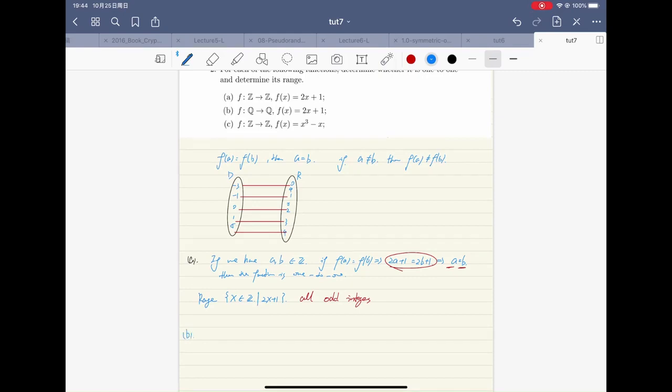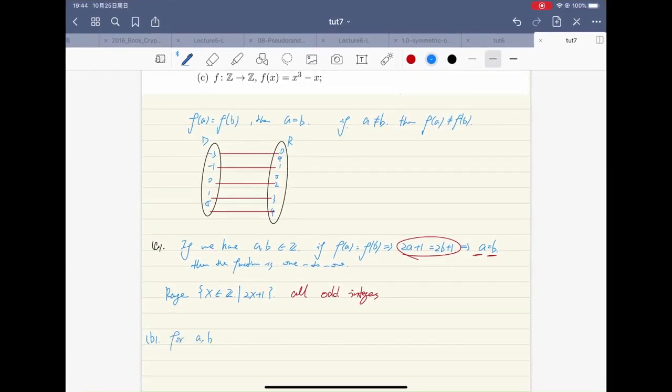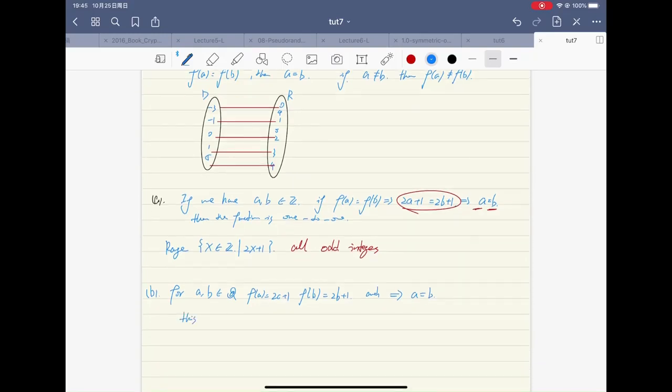Then the function B maps from the rational numbers to the rational numbers, and f(x) equals 2x plus 1. Similar applies to the rational numbers. So for a, b belonging to the rational numbers here, f(a) equals a plus 1, f(b) equals b plus 1, and we got a equals b here, and hence it's one-to-one, right? This function is one-to-one.